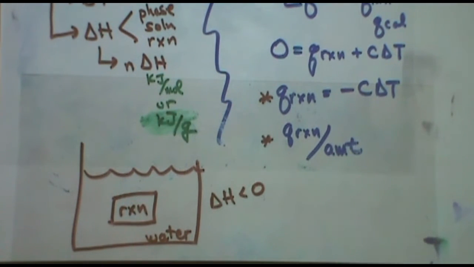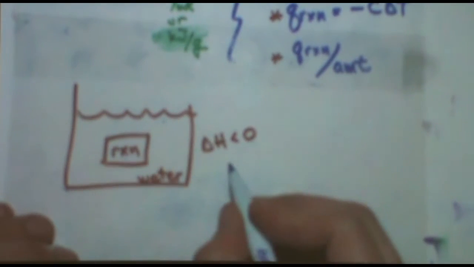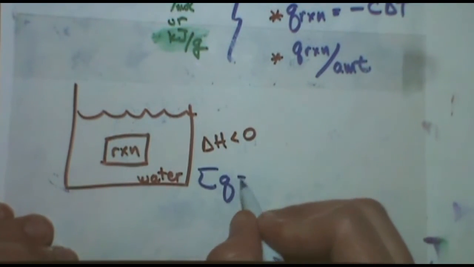Okay, so the reaction occurs, and it's exothermic. After that reaction occurs, the water warms up, so there's a new final temperature. So what you would do is, let's make this up a little bit more. You'd say, okay, the sum of the Q's equals 0.